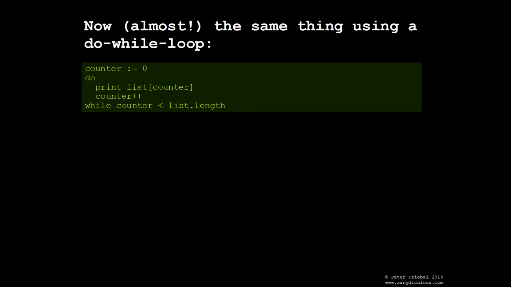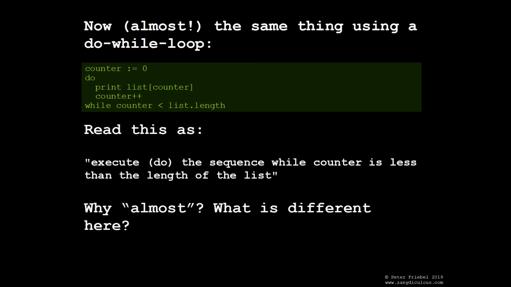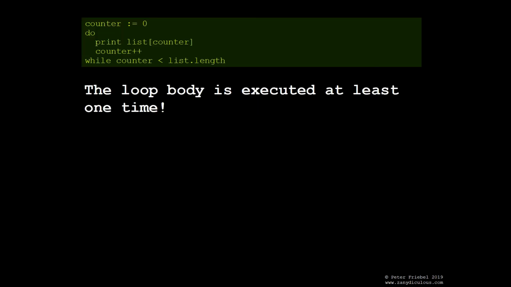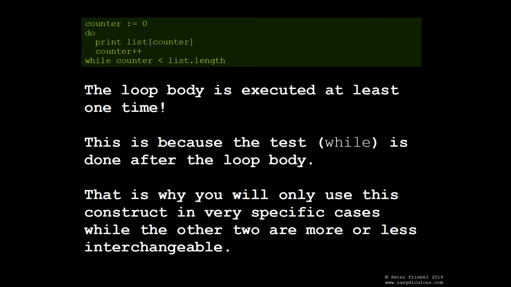Now almost the same thing using a do while loop. Read this as: execute, or do, the sequence while counter is less than the length of the list. Why almost? What is different here? The loop body is executed at least one time. That's very important here. This is because the test, while, is done after the loop body. That is why you will only use this construct in very specific cases, while the other two are more or less interchangeable.